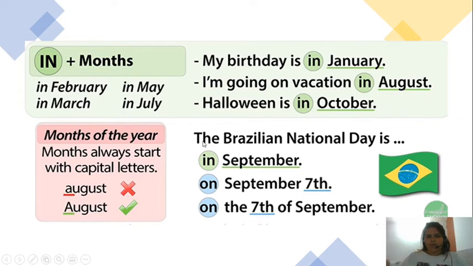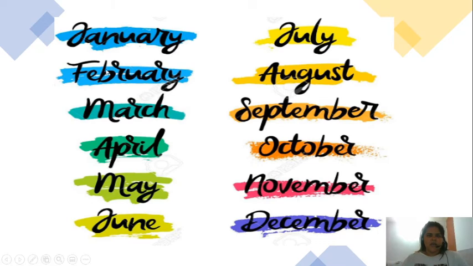Okay. We say the Brazilian National Day is in September. But if we're going to say a specific day, we say on September 7th, okay? Or we can also say on the 7th of September, okay? It's going to continue. Here we have all the months of the year.